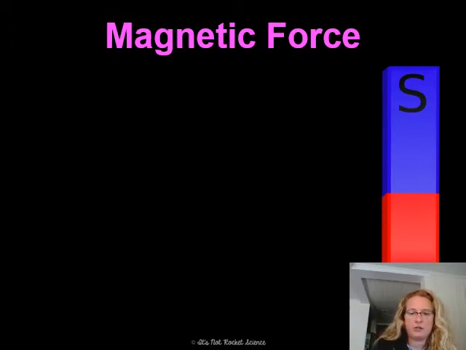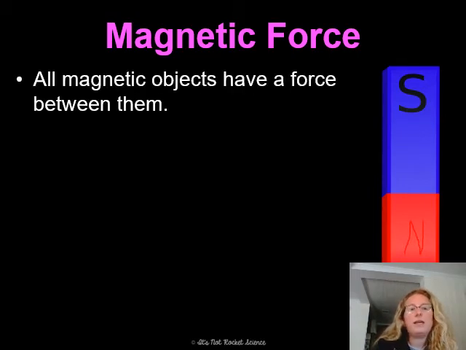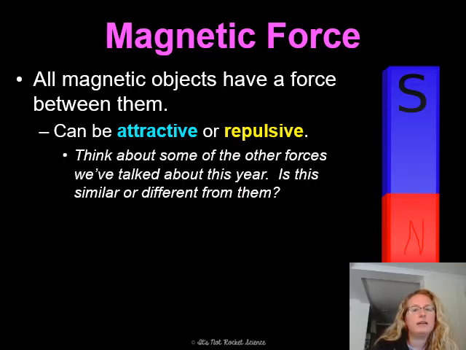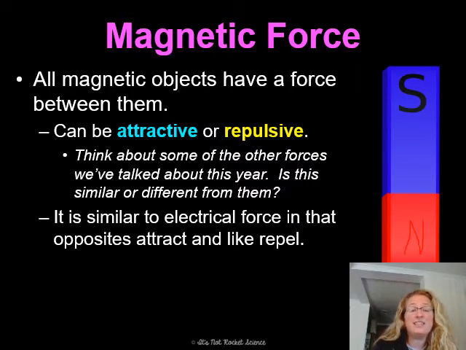All right, magnetic force. This is the north pole of the magnet. All magnetic objects have a force between them. It can be attractive or repulsive. This is starting to sound a little bit like electricity. Think about some of those other forces like electricity. Is this similar or different? It is similar to electrical force, for example, in that opposites attract and like forces repel.